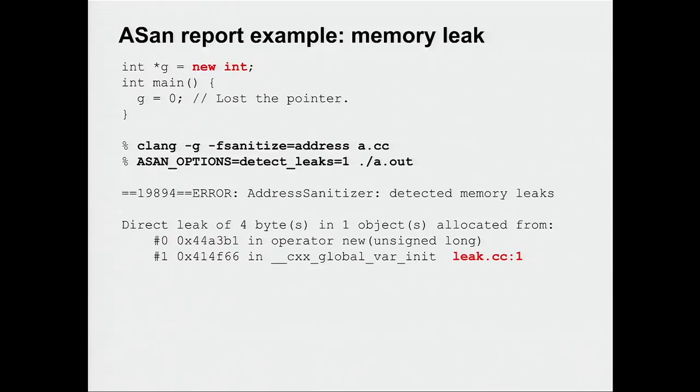Yet another feature which appeared in AddressSanitizer recently is leak detection. Well, everyone knows here about leaks, and here is the simplest example I could come up with. We allocate memory, we lose a pointer to it, and we never deallocate it. The same thing here, we compile with AddressSanitizer and run with a special switch. It will tell you how many leaks you have and where the memory which has been leaked was allocated.